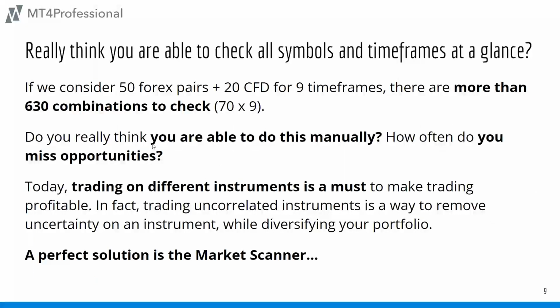Overall, we're looking at a lot of combinations and pairs with the MT4: 20 CFDs, 50 Forex pairs, 9 different timeframes. That's 630 combinations to check. And unless you have a scanner, it's next to impossible to check all those manually. And you miss a lot of opportunities if you're not there checking all the time anyway.